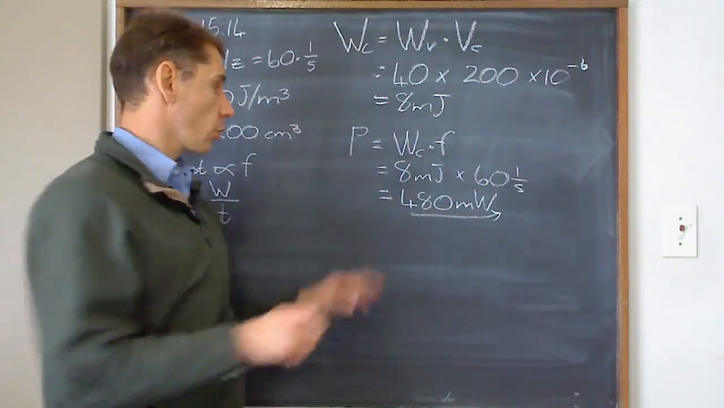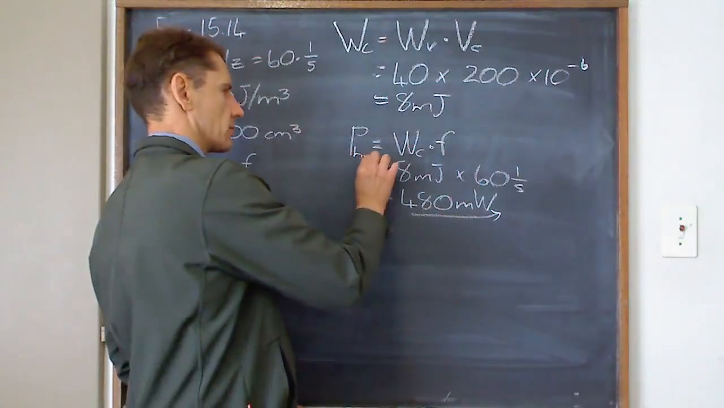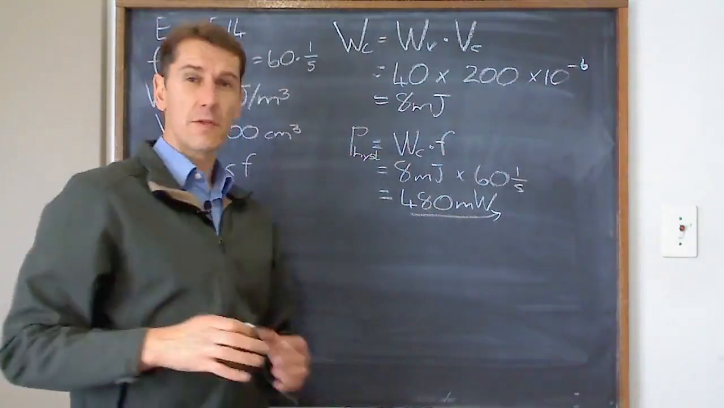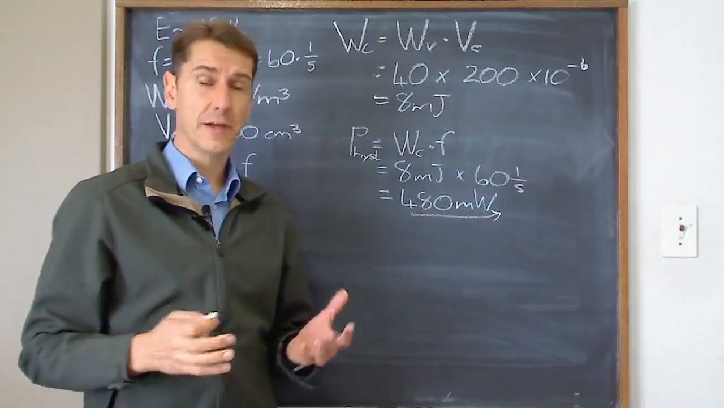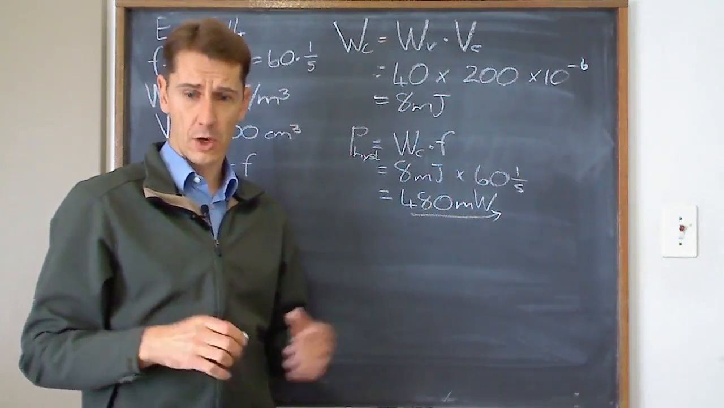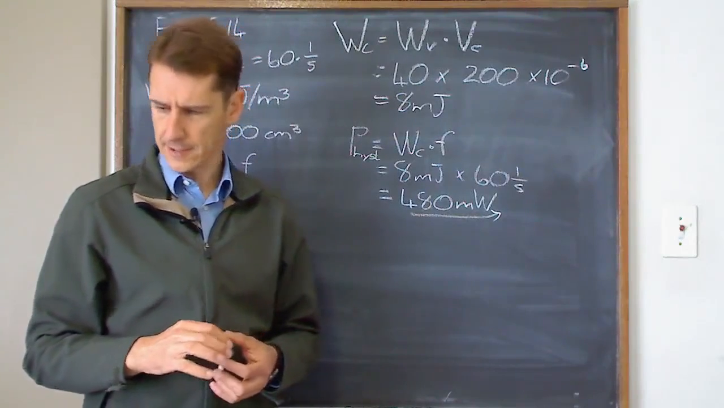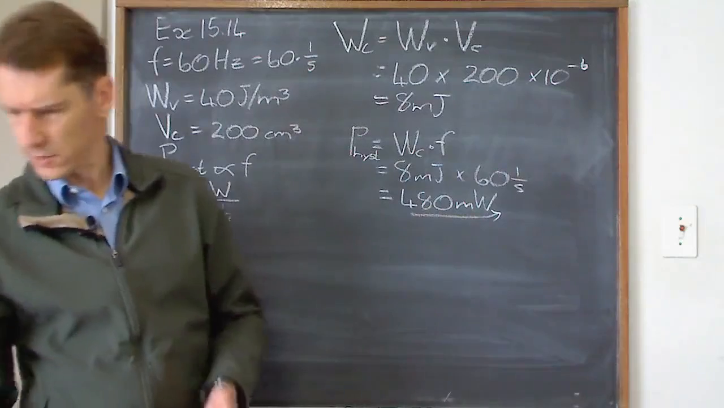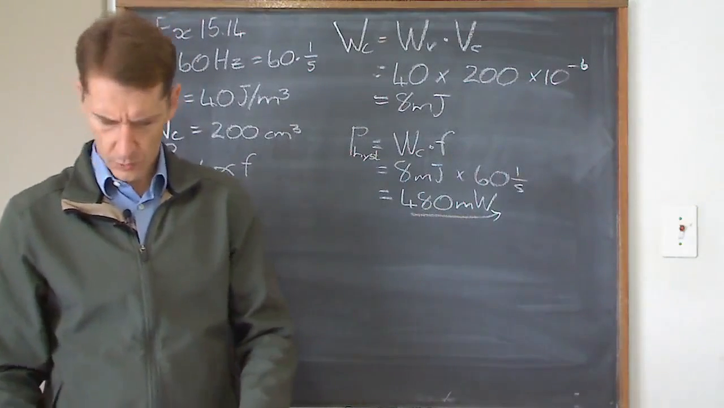That is how much heat actually gets generated in the core due to hysteresis. So this is not all the heat. Let's just put a hysteresis subscript there. That's not the total core loss, that's only because of hysteresis. We don't know what the eddy current losses are yet. So that's exercise 15.14 that I wanted to go through.